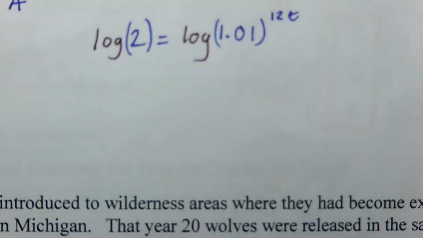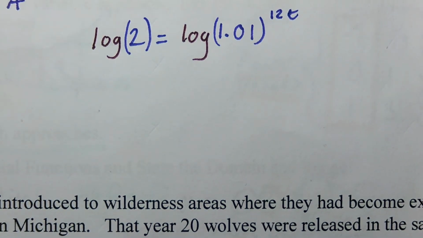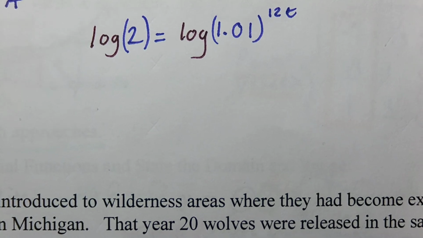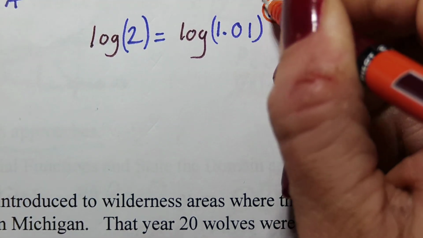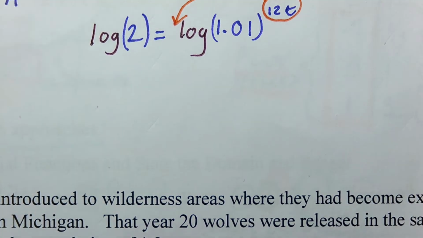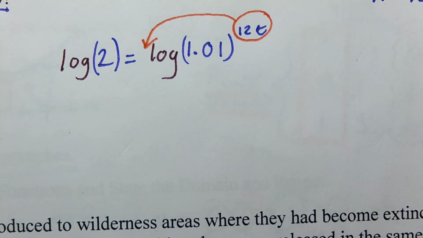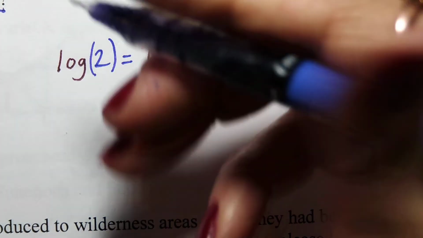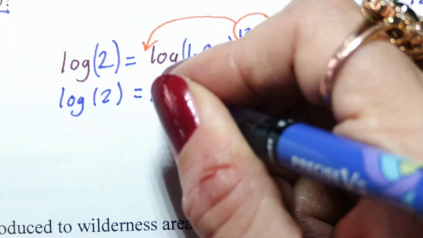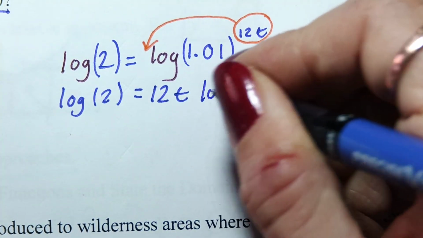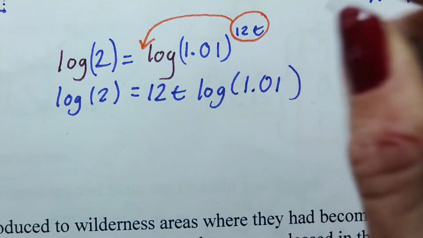Now, folks who were gone on Friday, you may be going, oh, I kind of remember doing this, but wait, why are we doing this again? What has this done for me? This makes the equation look more complicated, but what it allows me to do is take that exponent and move it out in front as a coefficient at ground level. Having that log there is the only thing that allows me to do that. So log 2 equals 12t log 1.01.